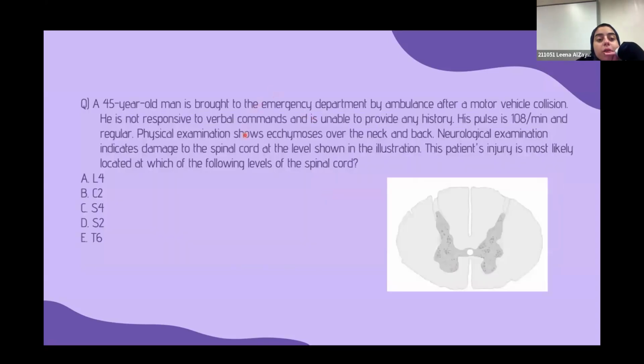A 45-year-old woman is brought to the emergency department by ambulance after a motor vehicle collision. She is not responsive to verbal command and unable to provide any history. Her pulse is 108 per minute and regular. Physical examination shows ecchymosis over her neck and back. Neurological examination indicates damage of the spinal cord at the levels shown in the illustration. The patient's injury is most likely located at which of the following spinal cord levels?